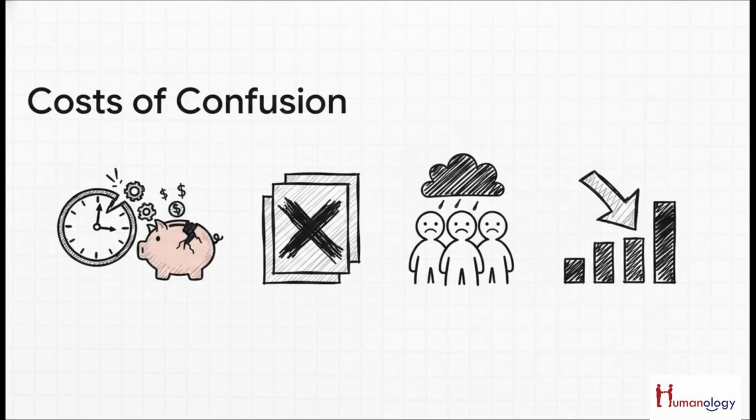And those little ripples, they turn into waves, fast. When instructions aren't clear, you're basically creating friction everywhere. Time gets wasted doing things over, money gets spent fixing mistakes that never should have happened. And honestly, what kills team morale faster than that feeling of frustration when you just don't know what's expected of you? It's a huge invisible drain on productivity.